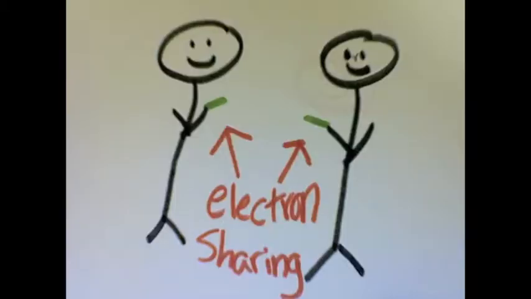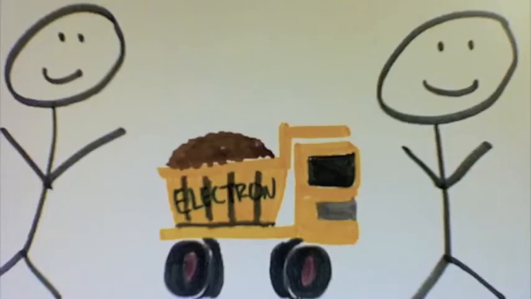Covalent bonds are also known as molecular compounds. This type of bond only happens between nonmetals. They are formed when two or more atoms are bonded together by the sharing of valence electrons. A more realistic example would be two little boys sharing a dump truck, rather than one child taking the truck away from the other.